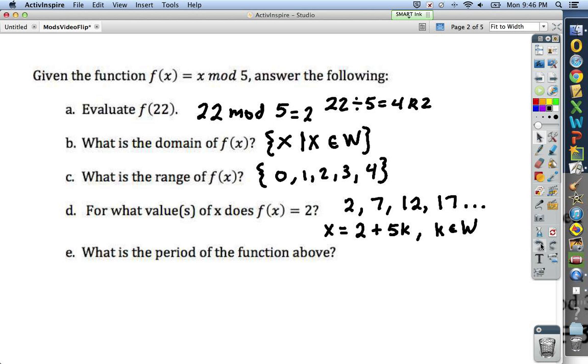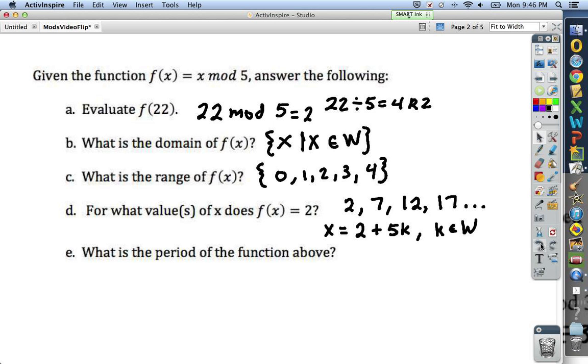What is the period of the function above? The period means how long does it take to repeat the pattern. In other words, how long does it take till we get the same output values? Well, I think it's pretty clear to see that the only output values are 0, 1, 2, 3, and 4. There's 5 different output values.